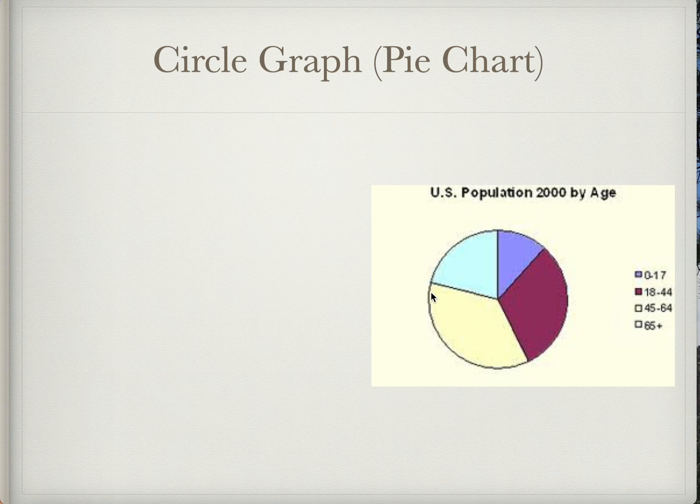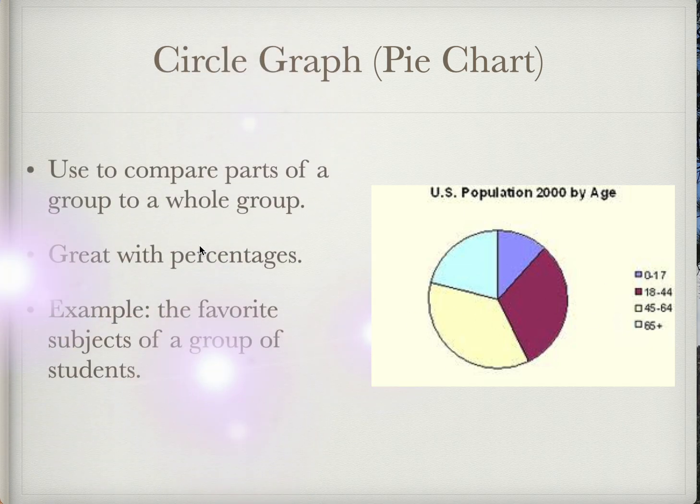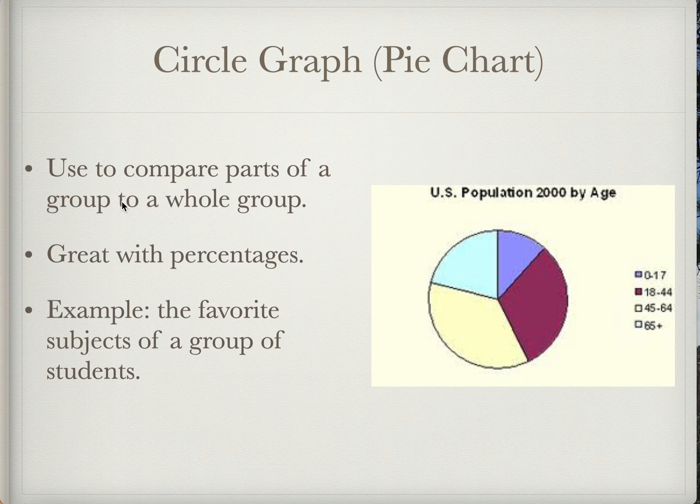So you can see the biggest category by far are people, ooh, it's kind of hard to see with these colors, over 65. Is it? No, over 65 is this one, between 45 and 64. So it's used to compare parts of a group to a whole. It's great to use percentages for this. You can see this is about 35% or so. This would be about 20%. You can see all your percents.